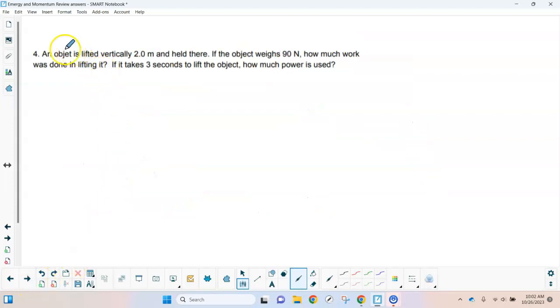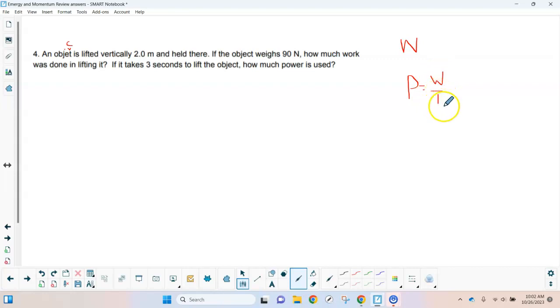All right, so a couple more of these problems here. There was a small typo here. It should be object. So it says an object is lifted vertically 2 meters and held there. If the object weighs 90 newtons, how much work was done lifting it? And then the follow-up to that is if it takes 3 seconds to lift this object, how much power was used? So we could think about work. We're going to think about power. So for the second part, we're going to use the power equation, which is work over time.